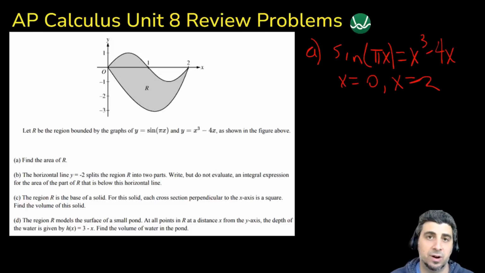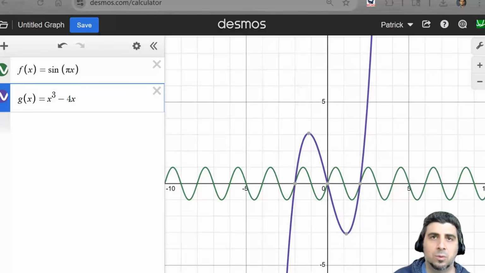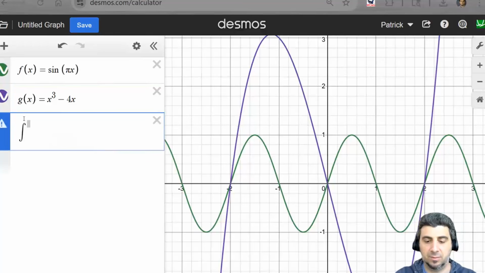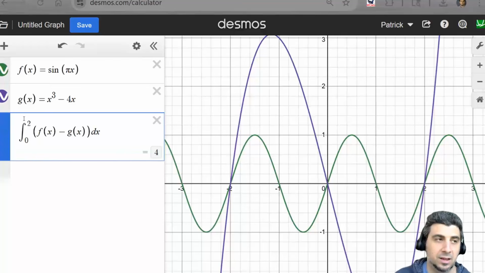Now, we need to figure out which graph is on top and which one's on bottom. Since we're allowed to use Desmos, to be sure, we're just going to graph the functions. Now, remember, we're only going on the interval 0 to 2, so right here. And I can see that the green graph is on top, which is the sine function. Also, notice I labeled them f and g. That makes it a lot easier to enter the integral. If I want to get the area of the region from 0 to 2, I would just type in 0 to 2, and then in parentheses, do the green function minus the purple function. So f of x minus g of x, and then that's going to equal 4.